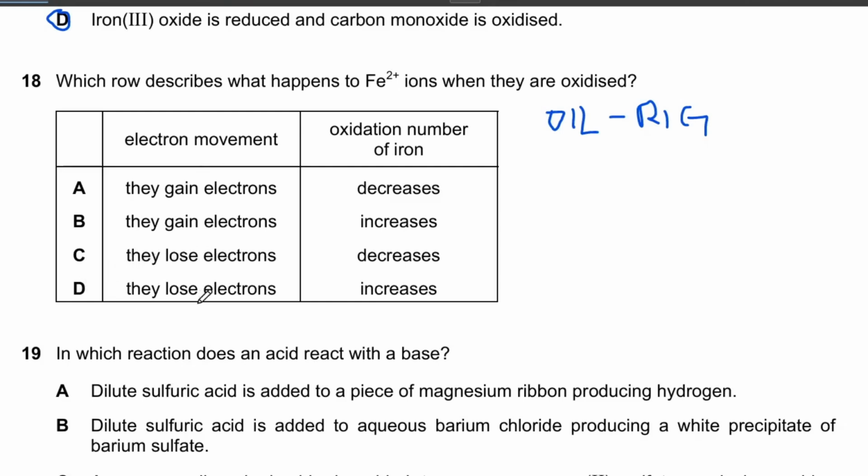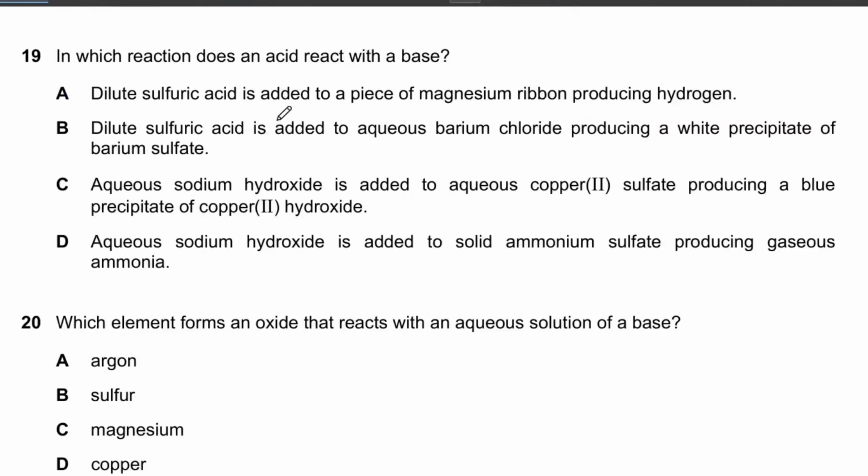They lose electrons. Then the oxidation number of iron also increases. So therefore, our answer is going to be D. They lose electrons. OIL RIG. Oxidation is loss of electrons. And we said that they were oxidized. Then since they were oxidized, the oxidation number will increase, because an increase in oxidation number means that an atom is oxidized.